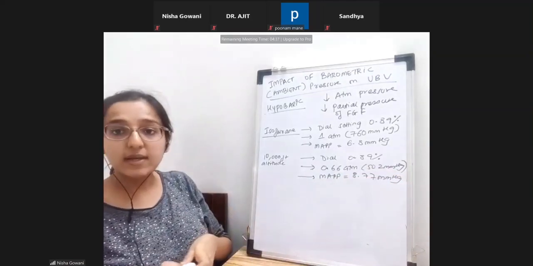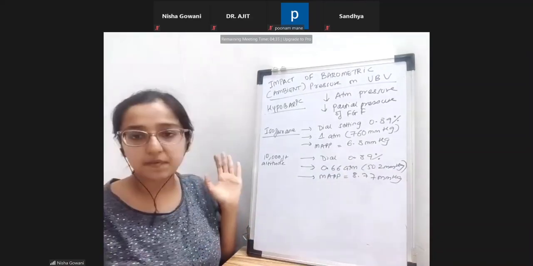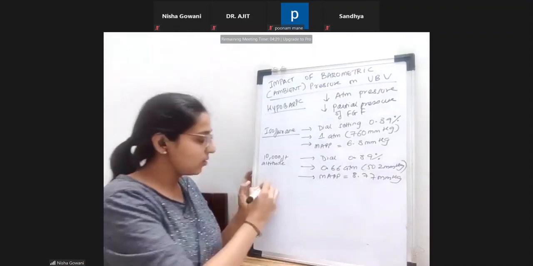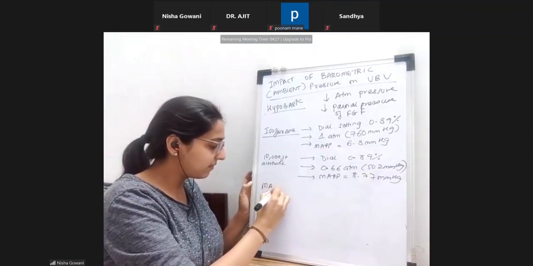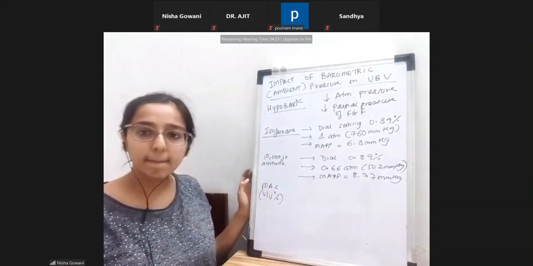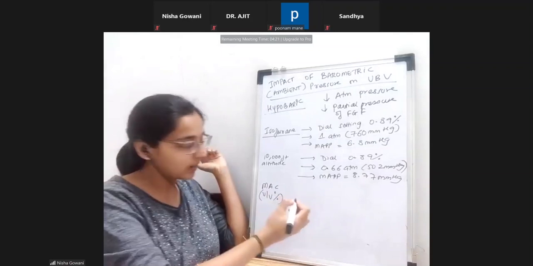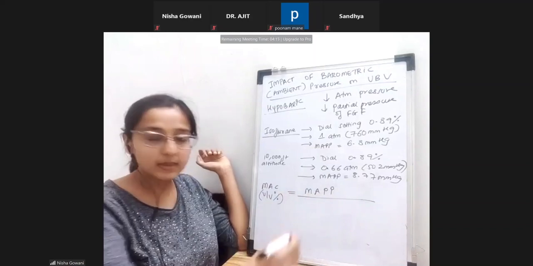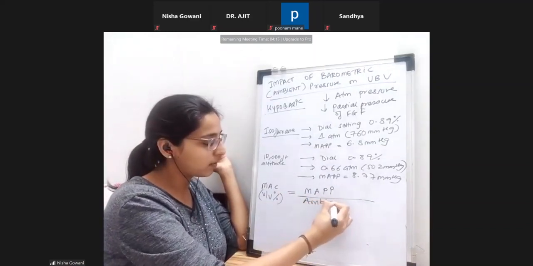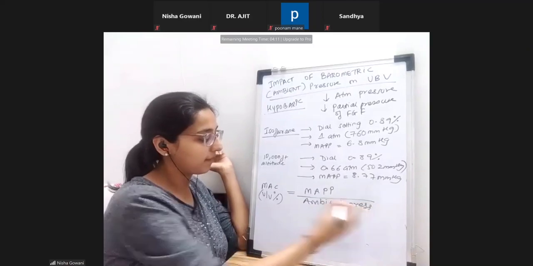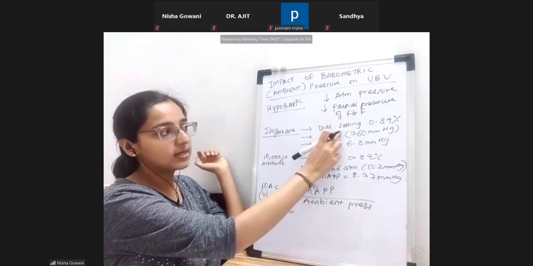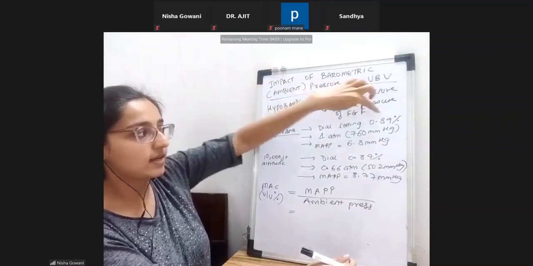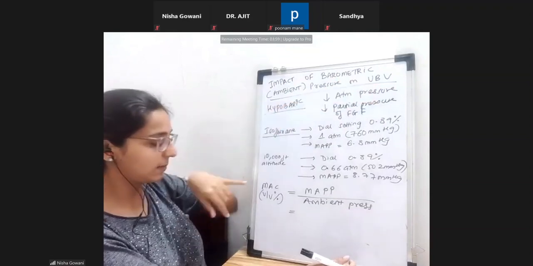Too many numbers, but don't get confused. Now, how do we calculate MAC? MAC is V by V percent, as I told you in the previous class. This is the minimum alveolar partial pressure upon the ambient pressure. This is the formula of MAC. If I do 6.8 upon 760, as a percentage, I will get this answer, 0.89 V by V percent.